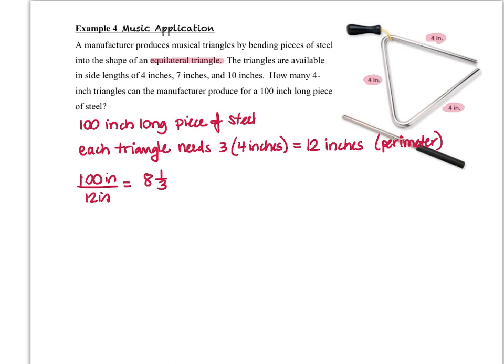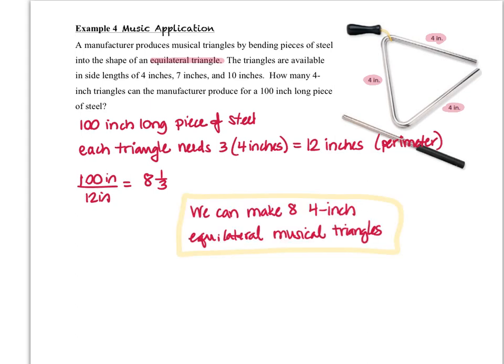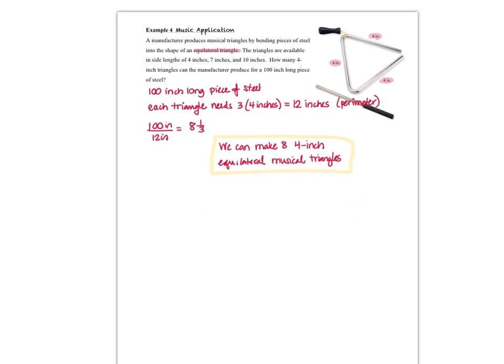Now we know no one is going to want a piece of a triangle, so what that means is we'll have kind of one side length left over. So really what we can do is we can make 8 4-inch equilateral musical triangles. So that's our music application.